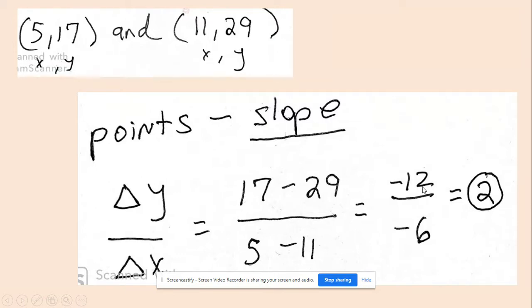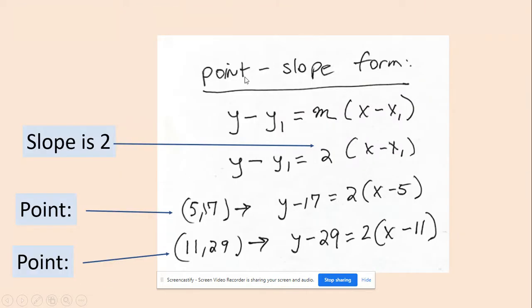17 minus 29 is negative 12. On the bottom, 5 minus 11 is negative 6. And then we have to divide it. Negative 12 divided by negative 6 is positive 2. So now we can get into point slope form. Now that we have our slope and we have 2 points.